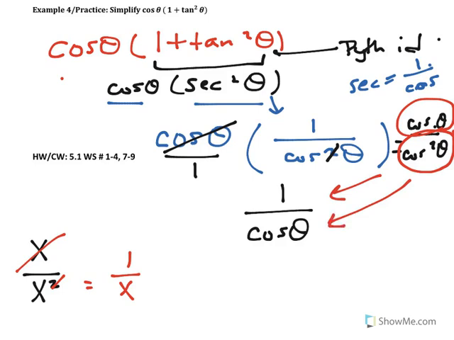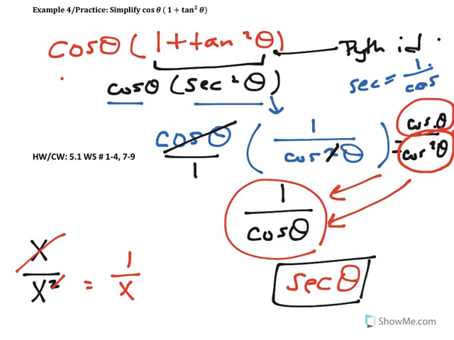Now if you look at your identity sheet, I don't want to leave this as a fraction. So now what is 1 over cosine? It's just equal to secant. Okay? So I don't want to leave it as a fraction, 1 over cosine, so instead I'll just put it in terms of secant and I will leave it. So again, if we run through that, 1 plus tangent squared, replace it with secant squared. Cosine times secant squared, I'm going to put everything in terms of cosine, and I will cancel accordingly, and I'm just left with secant at the end.